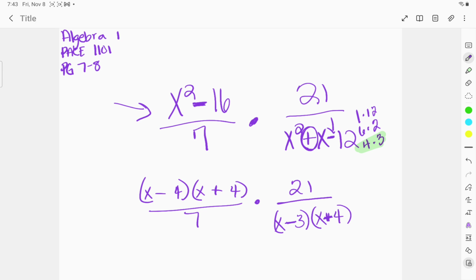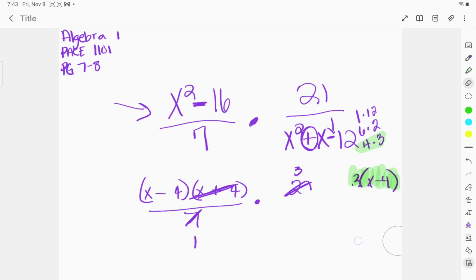Now from here you can cancel x plus 4 and x plus 4. 7 divided by 7 is 1. 21 divided by 7 is 3. So my final answer here is going to be 3 over x minus 3. That is your final answer.